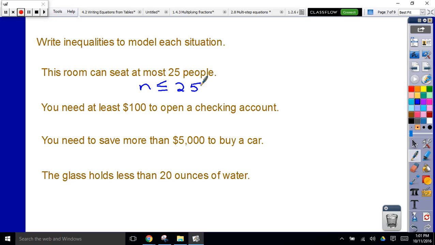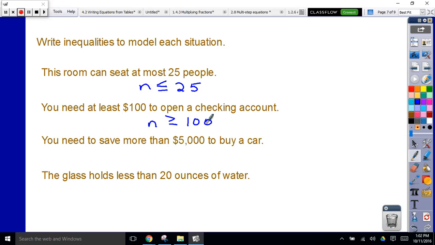Okay, next one says you need at least $100 to open a checking account. Travis, how would I write that one? Good. n is greater than or equal to 100. Is it always going to be greater than or equal to? No, not necessarily. We'll see some examples where it's not. This one says you need at least $100. That means you could walk into the bank with $100 and open your checking account, or you could have more than that, you just can't have less.